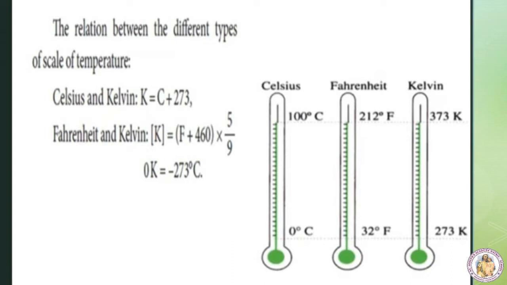And then Fahrenheit and Kelvin. When we convert from the Fahrenheit scale to the Kelvin scale, we take the temperature in Fahrenheit, plus 460, into 5 by 9. This is the formula to convert Fahrenheit to Kelvin.